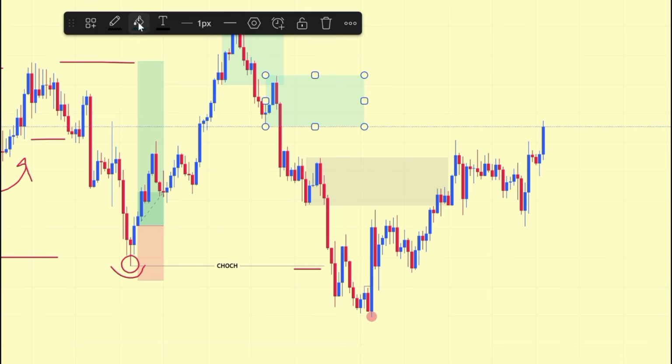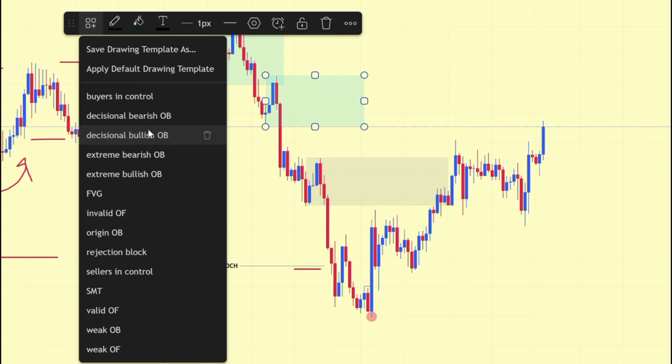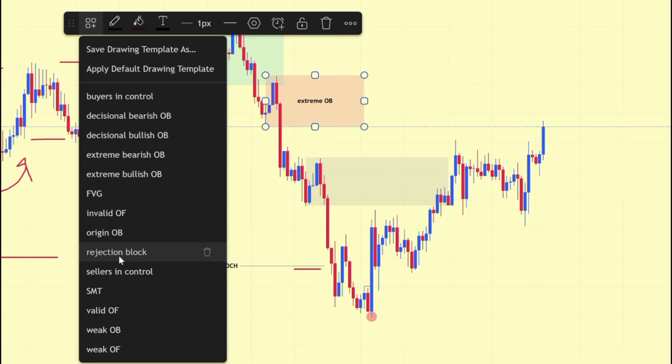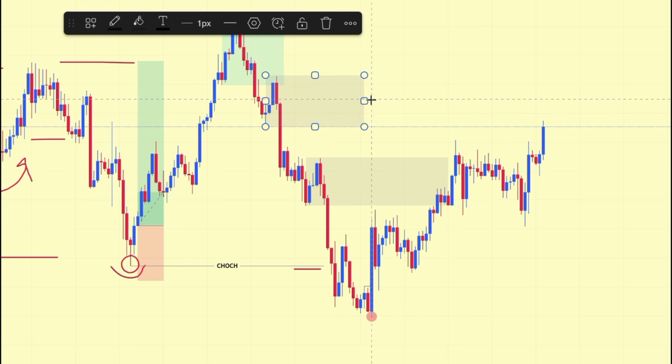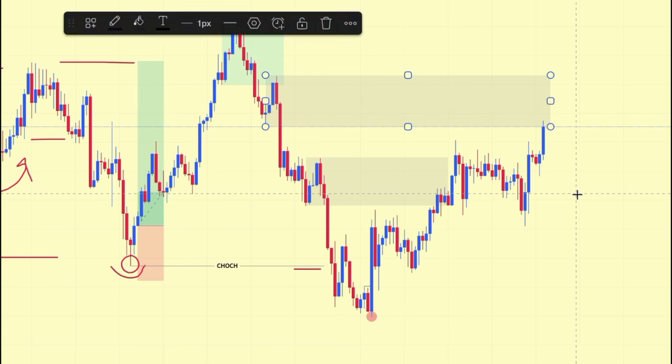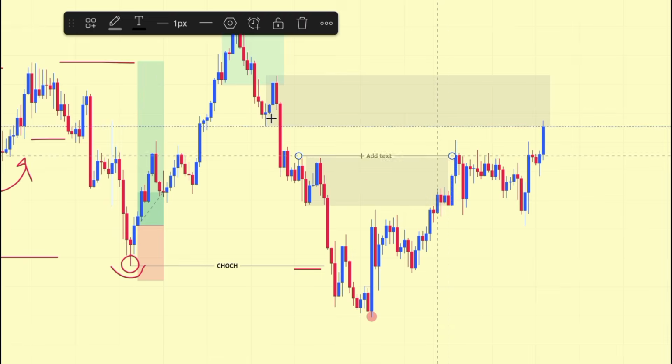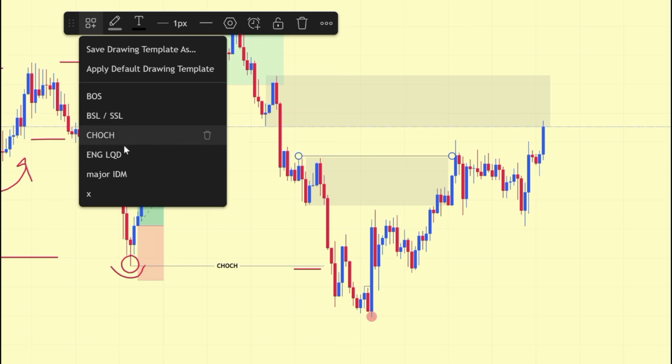So what does that mean? This means that this one here is now the extreme, not OB actually, order flow. So it's actually our valid order flow. In this case, extreme valid order flow. And of course, the sell side liquidity right before the extreme order flow, it's this one here, exactly this one here. And of course, that makes the engineering liquidity.